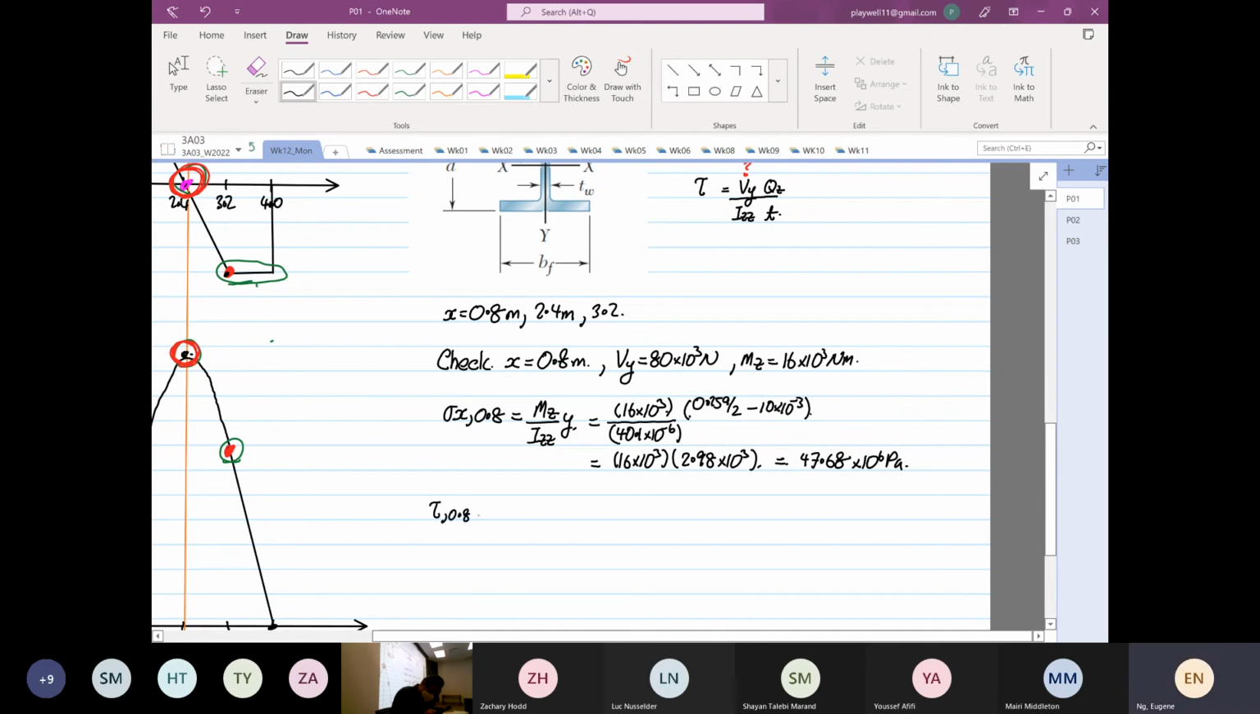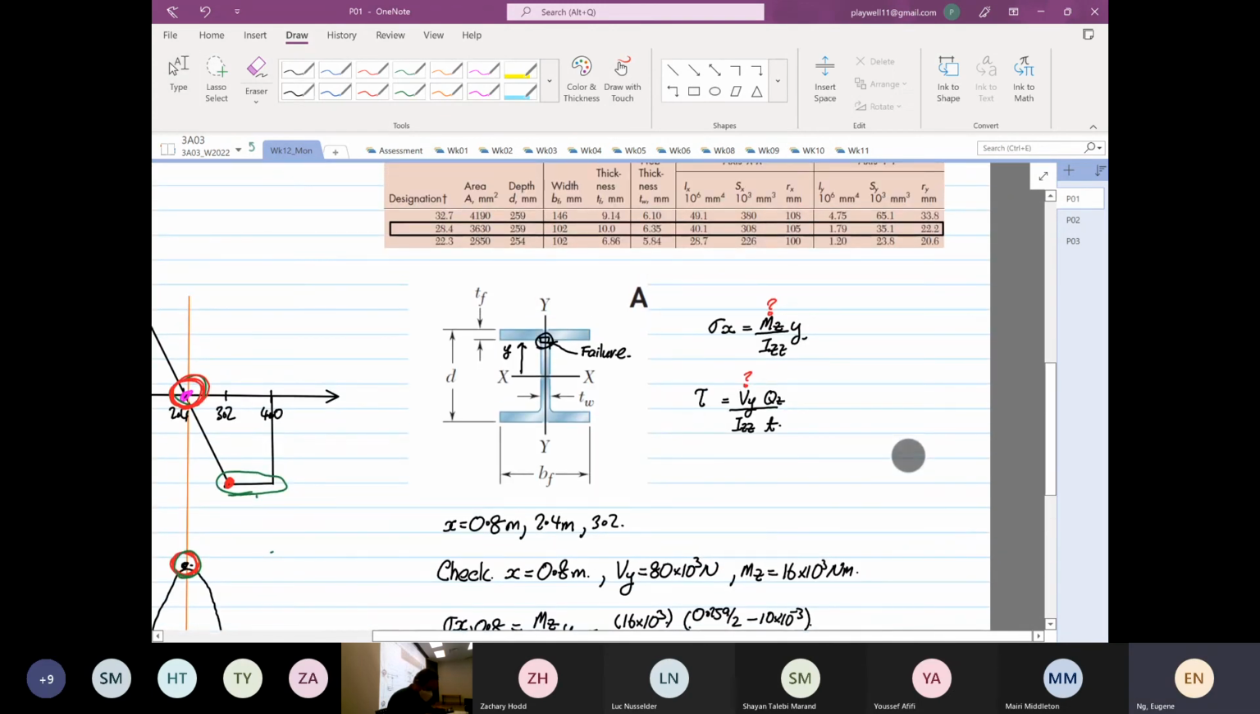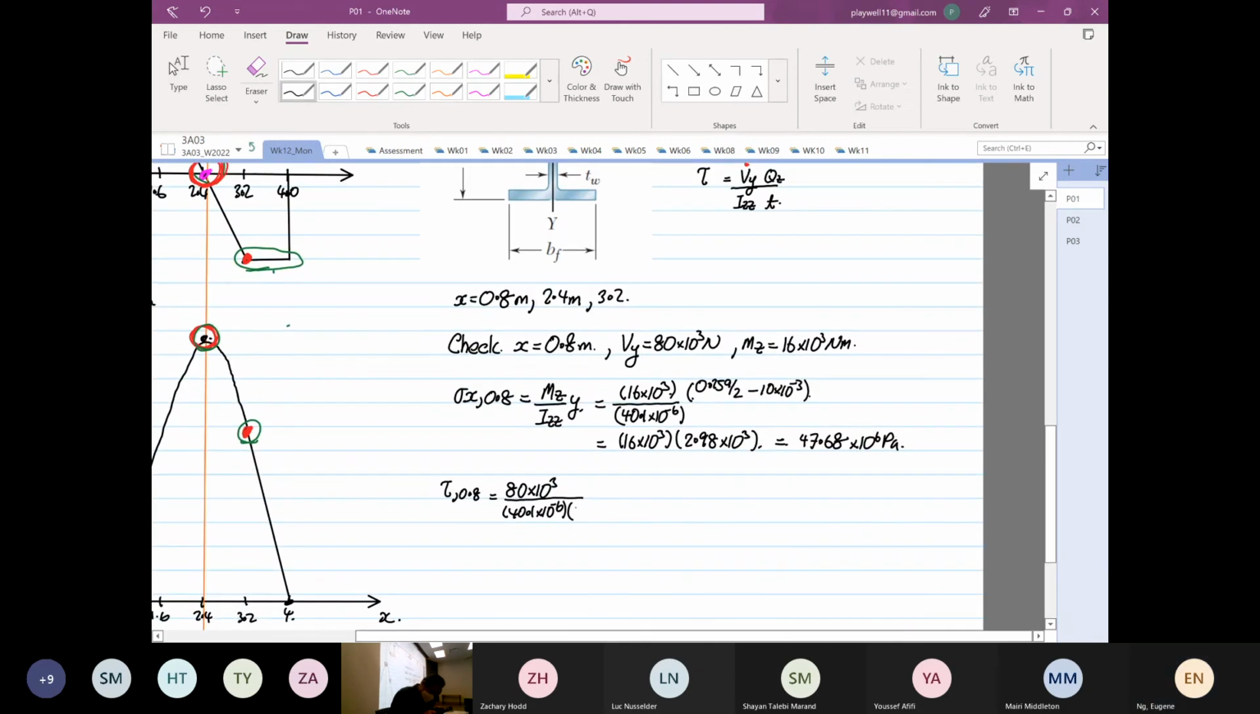Then we are going to calculate our shear at 0.8. So our Vy is equal to 80 times 10 to the power 3, divided by 40.1 times 10 to the power minus 6. The thickness is the web, and the thickness of the web is 6.31 times 10 to the power minus 3. This is from the table.